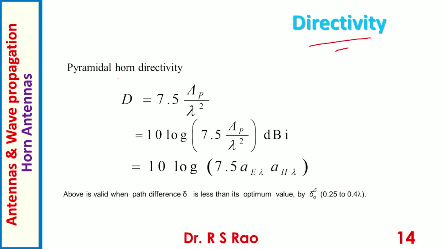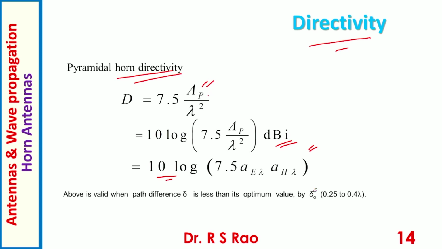Now, directivity. Pyramidal horn directivity is given by 7.5 AP by lambda square. It is 10 log 7.5 AP by lambda square in decibels, dBi. It can be shown equal to 10 log 7.5 AE lambda AH lambda. The meaning of AE lambda AH lambda already explained. AP means physical area, physical aperture area.